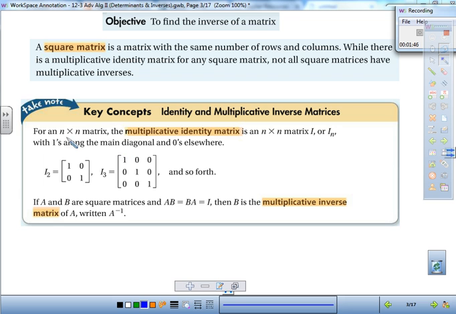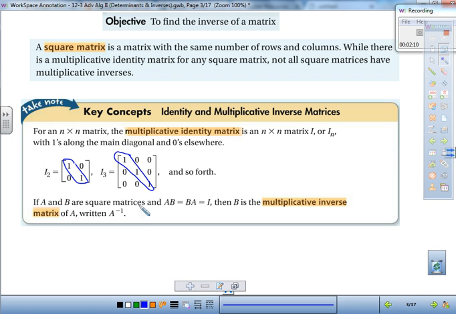So that identity matrix has a definite look to it. If we have an n by n matrix, it could be 2 by 2, 3 by 3, 4 by 4, whatever, the identity matrix has ones all along this main down diagonal right here. So here are our ones, zeros everywhere else.